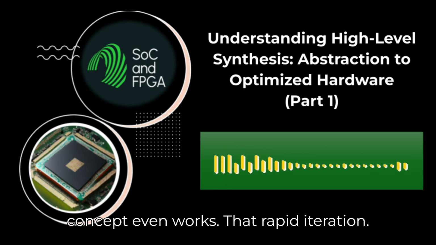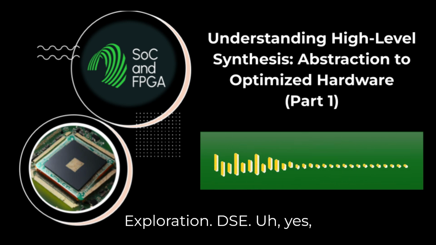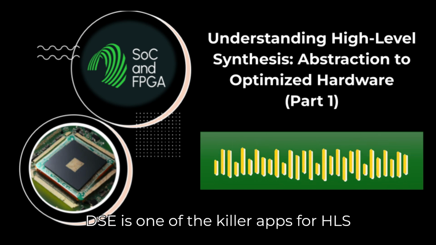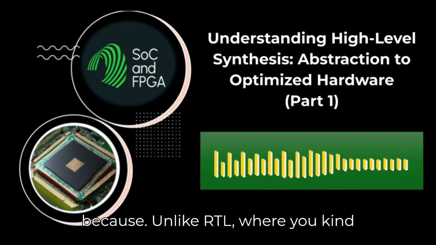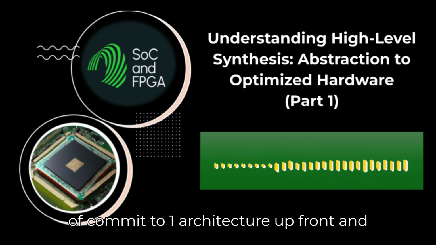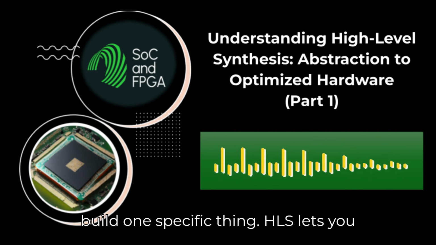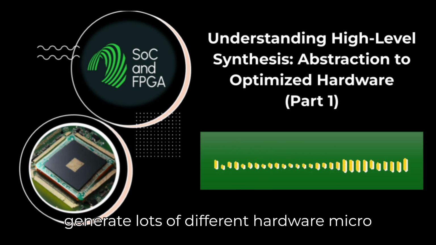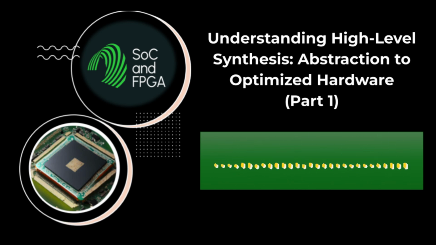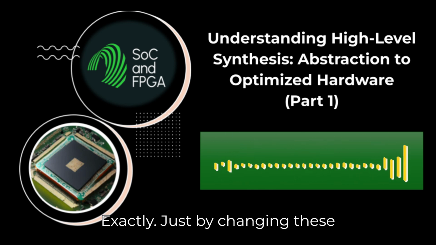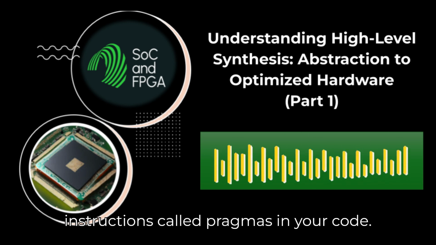That rapid iteration, that's where it gets really interesting, right? Especially with design space exploration, DSE. Ah, yes. DSE is one of the killer apps for HLS. Because unlike RTL, where you kind of commit to one architecture up front, and spend ages implementing it, you build one specific thing. HLS lets you generate lots of different hardware microarchitectures from the same C++ code. Exactly. Just by changing these optimization directives, these little instructions called pragmas in your code.